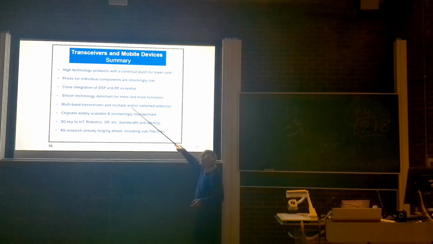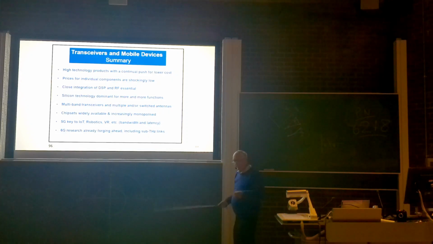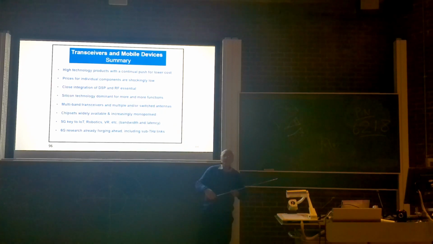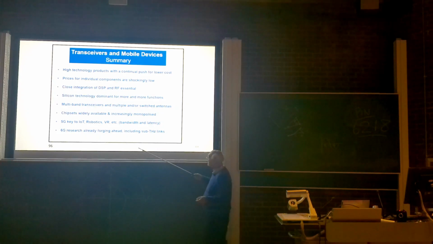Close integration of digital signal processing and RF is essential. I have stressed that already, that you've got to get them both into the same handset. Multi-band transceivers, multiple antennas. Yes, all this going up to 6G, you'll be operating on 3, 4, 5 possibly bands capability, or switching from one to another depending on what you're trying to do. 5G is key to the Internet of Things, robotics, virtual reality.